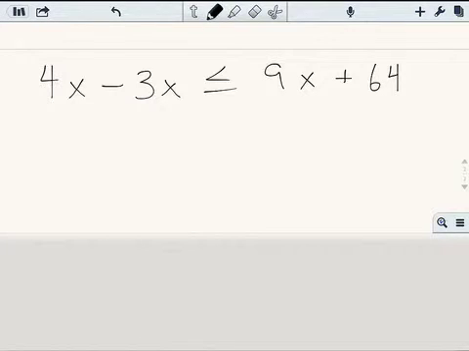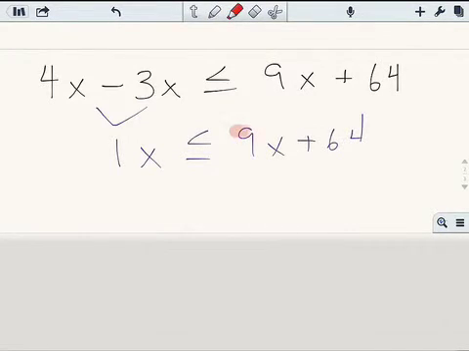All right, let's keep on plugging here. So I have 4x minus 3x is less than or equal to 9x plus 64. Let's take a couple of steps to try to solve this. So the first thing that I need to do is maybe combine some terms here. I see 4x minus 3x on the same side of the inequality, so that's going to give me 1x is less than or equal to 9x plus 64. And now I have 9x and 64 on the same side.